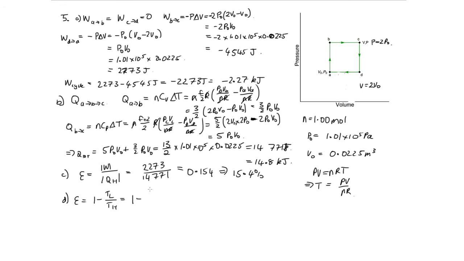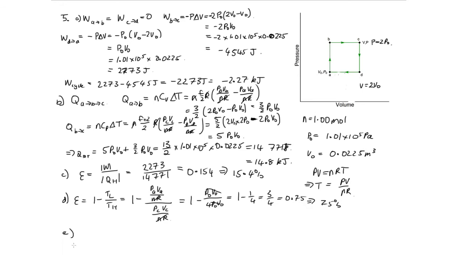So just using this temperature again, we've got PA VA over NR over PC VC over NR. Okay, the NR's cancel, and so we've got 1 minus now PA, that's PO VO. And at C, we've got 2 PO and 2 VO, so multiplying those together, we've got 4 PO VO. And so you can see these cancel, and we have 1 minus a quarter, which is equal to 3/4, which is equal to 0.75 or 75%. So that's the Carnot cycle efficiency between these two temperatures.